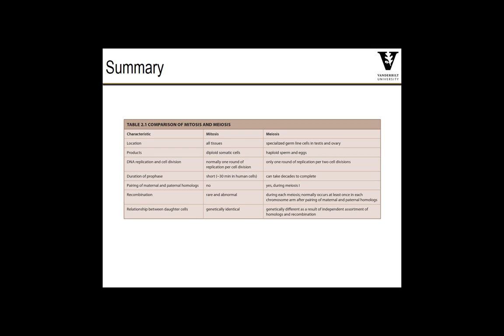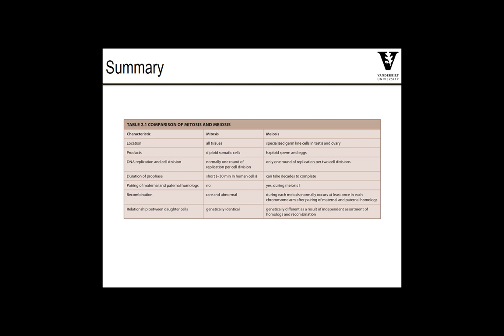During meiosis, it's specialized cells. They're haploid. There's only one round of replication per two cell divisions instead of per one cell division. And it can take decades to complete. And what you end up with is genetically different cells as a result of both assortment and recombination. Is everyone a cell cycle expert now, and a mitosis and meiosis expert?